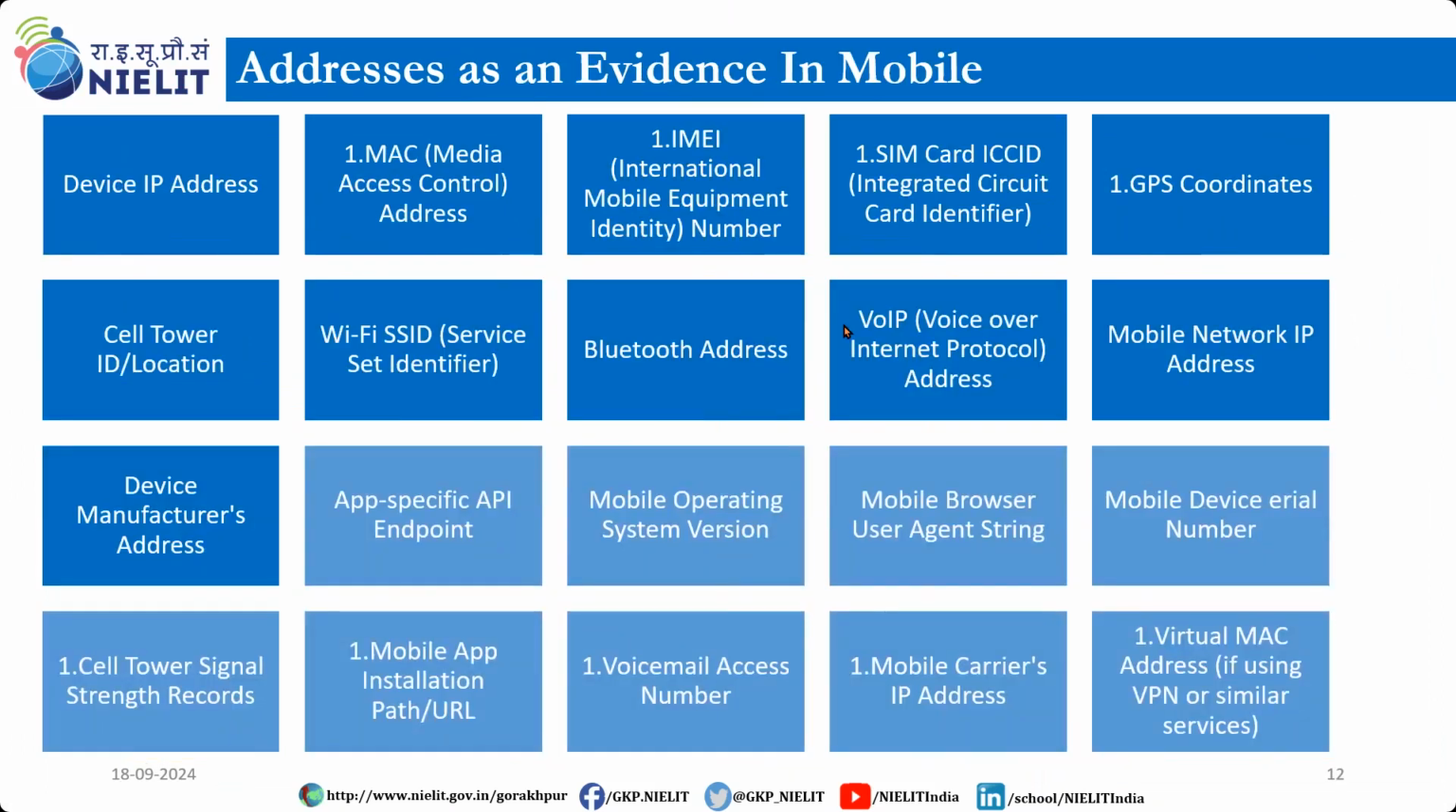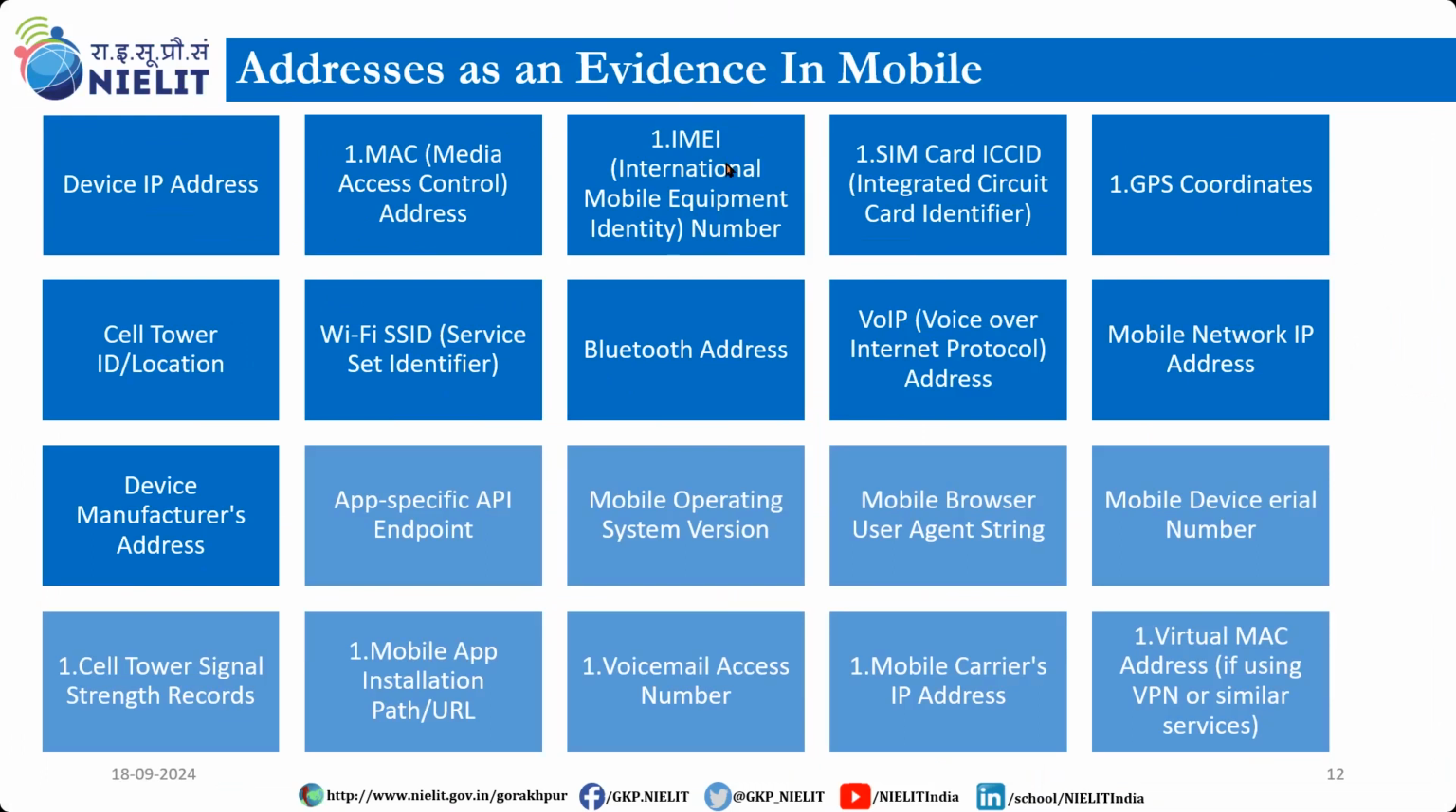Similarly, in mobile communication, we can have a device IP address, we can have the MAC address of the mobile, because mobile is using a NIC card. This MAC address is basically present in the NIC card. So the media access control address can be found in the NIC card. So our mobile, our smart TV, our laptop, or any device which has the NIC module must have some MAC address allocated to it. Then there is an IMEI number.